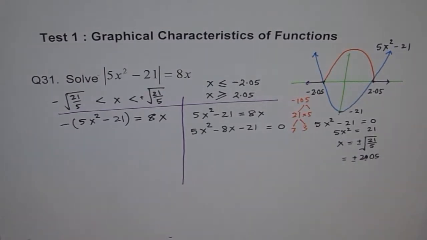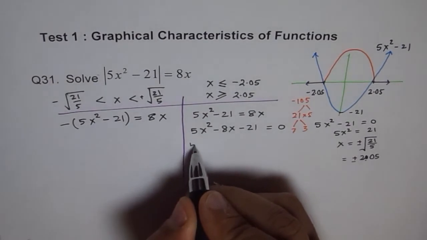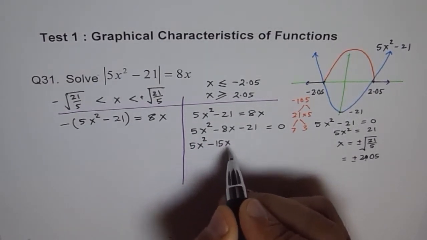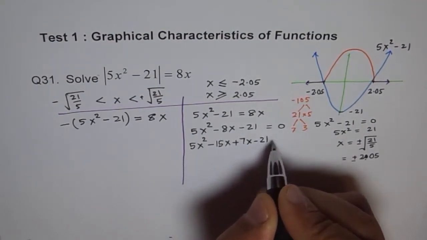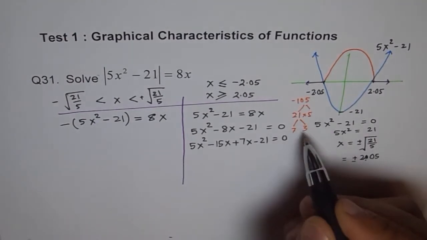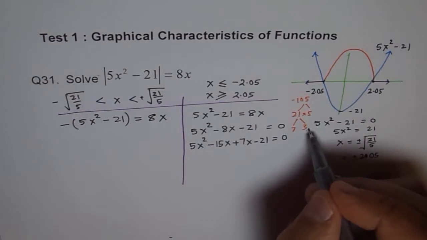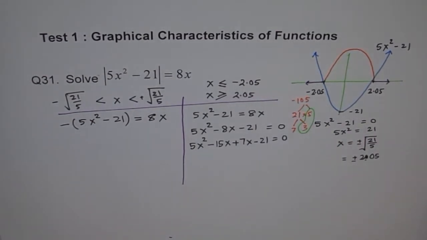That's correct. And therefore, we can split our x coefficient and we can write this as 5x squared minus 15x plus 7x minus 21 equals 0. Correct? Do you understand how I factored this out? I combined these two numbers. So that's my technique to find product and sum in the most efficient way. Okay, even if the numbers are big, correct?